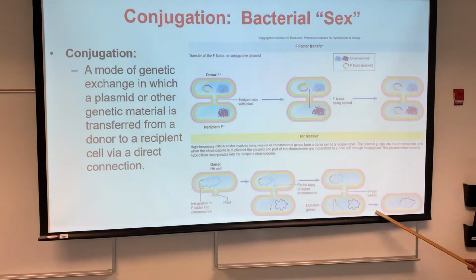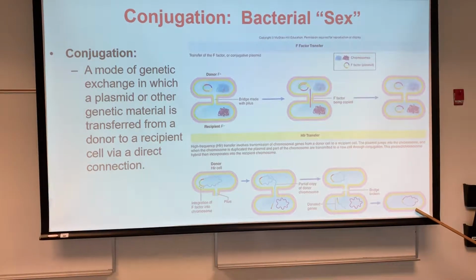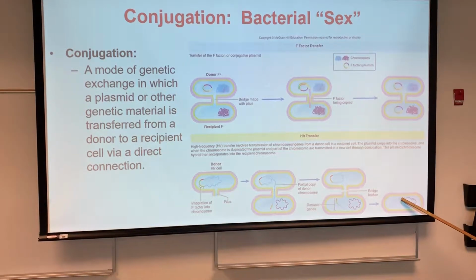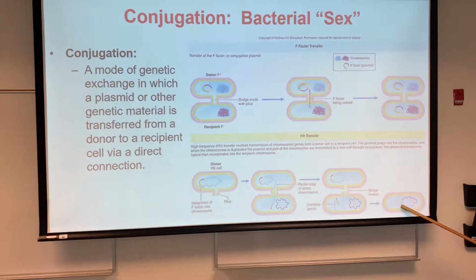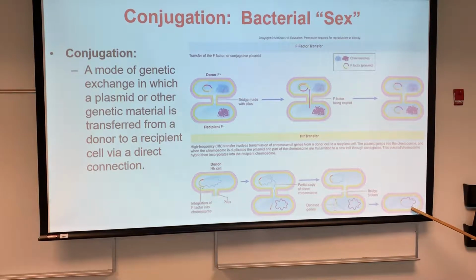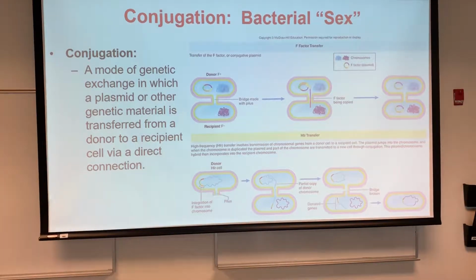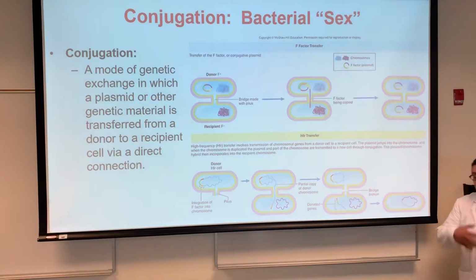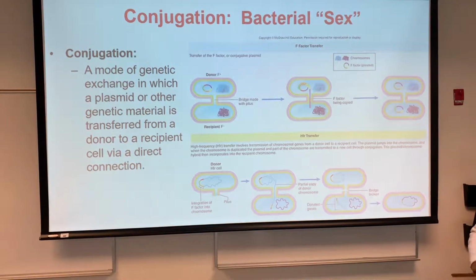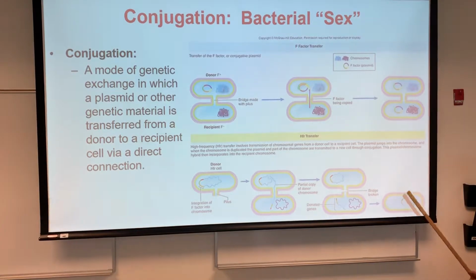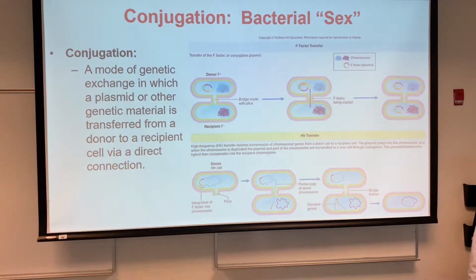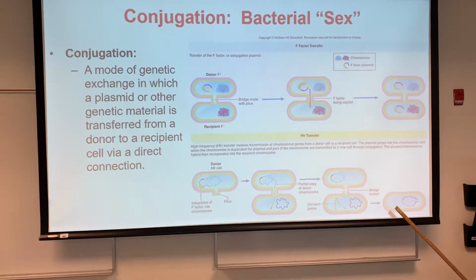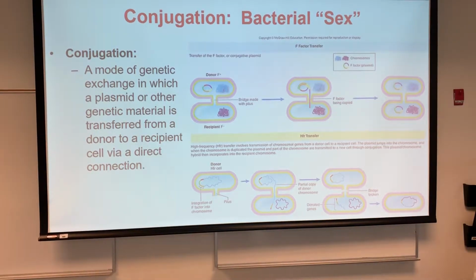Follow through. Look what the new recombinant has. The new recombinant has its original chromosome, the purple, has the plasmid, and now has a piece of the donor bacterial chromosome as well. So obviously this one will probably get more traits than this one would, because it's got the plasmid plus a piece of bacterial chromosome. But it too is a recombinant.